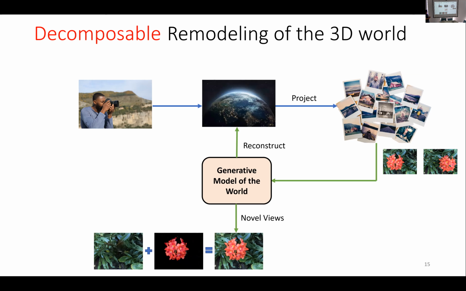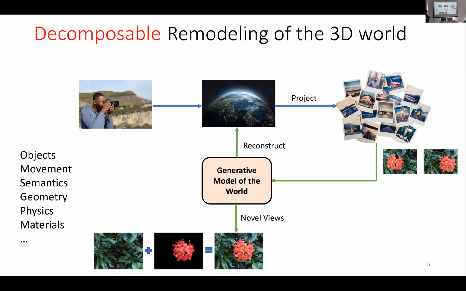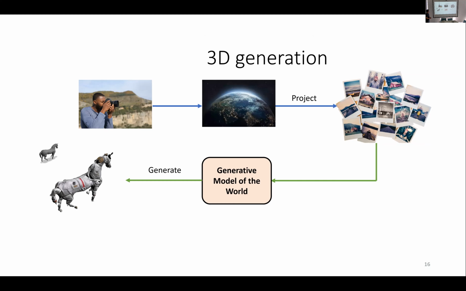But ideally, we want to do it in a decomposable way. So that means that we want to have a control of the foreground object, the background, like you see here. And we don't only want to do it for objects, we might want to do it for movements, for semantics, geometry, physics, and materials, and anything that can be decomposed in a semantic manner. The problem is that we have very little 3D data. Okay, so we might have very few projections or shapes, but this is very difficult to do only from these 3D projections. And the third challenge is that of generation.